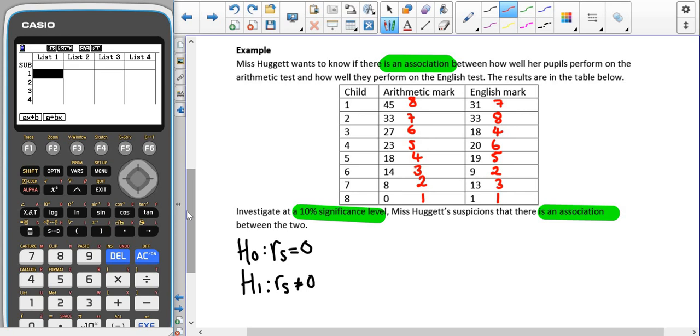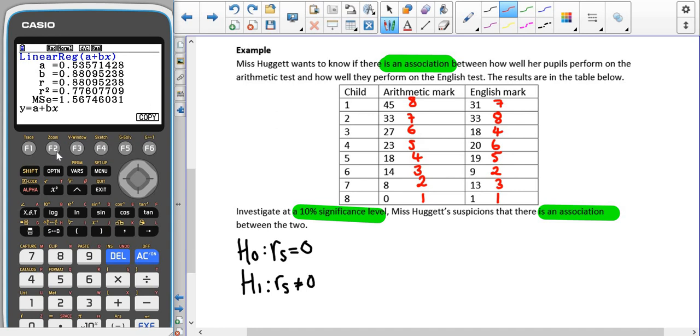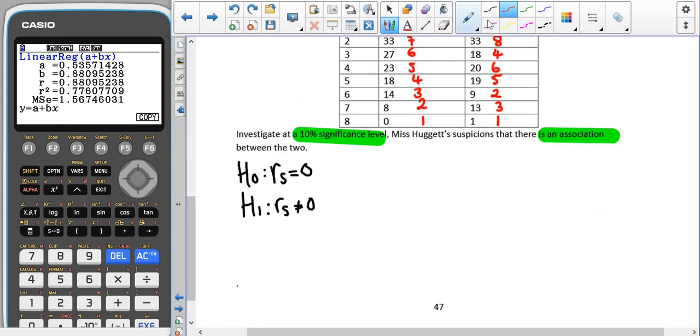Typing in just the ranks, remember, so 8, 7, 6, 5, 4, 3, 2, 1, 7, 8, 4, 6, 5, 2, 3, 1. Quickly double check that you enter them correctly. And that gives us an RS value of 0.881. Remember that that's your test statistic.